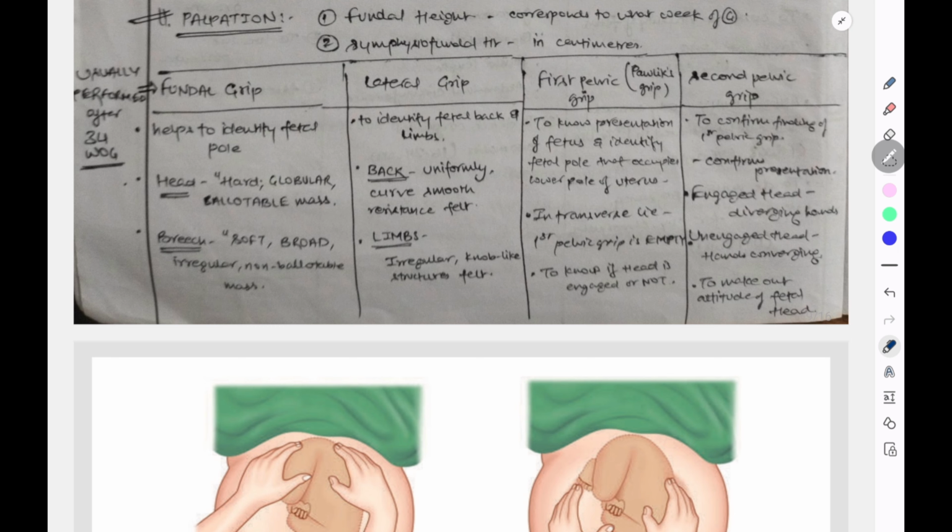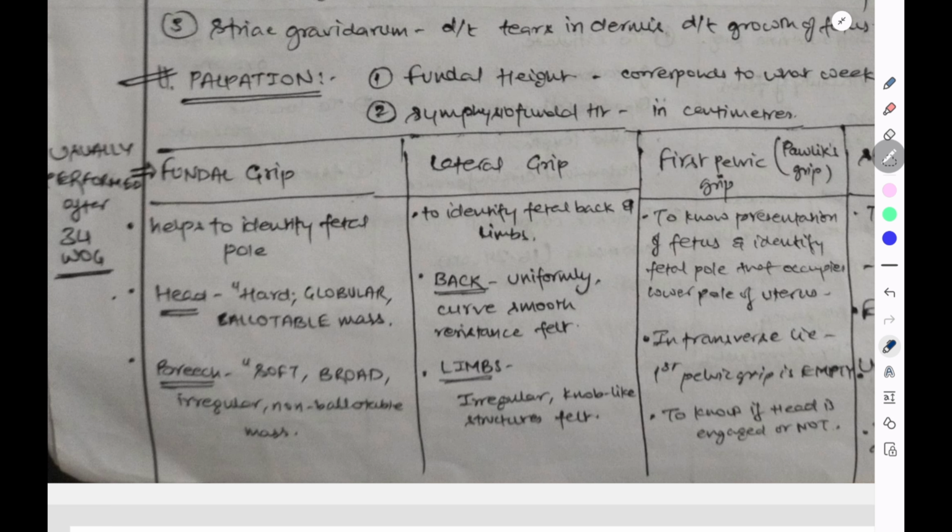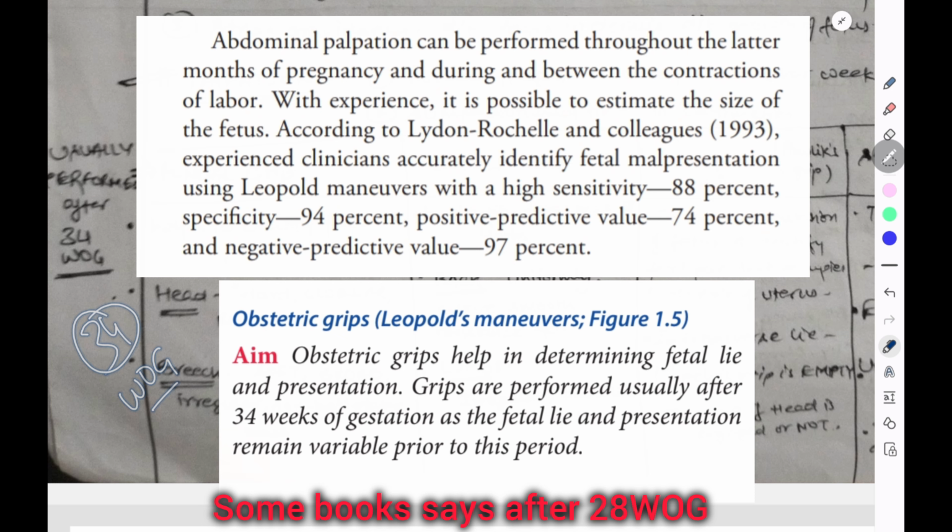In palpation, first thing that you need to know is fundal height or uterus height, and that should correspond to week of gestation. And then you have to measure symphysiofundal height in centimeters. Keep in mind, while measuring symphysiofundal height, the leg should be extended, while measuring the fundal height or uterus height, the leg should be flexed and slightly abducted. All these grips are performed after 34 weeks of gestation. If we do it before 34 weeks of gestation, it is not that significant.